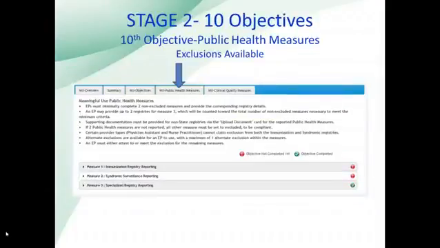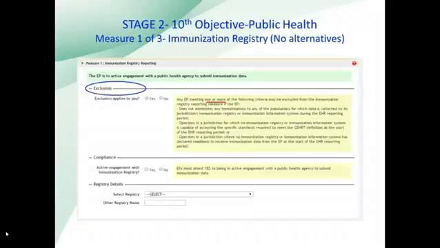This is the 10th objective for Stage 2. You want to click on the MU Public Health Measures tab. On the 10th objective, this is measure 1 of 3. The EP is in active engagement with a public health agency to submit immunization data. There is 1 exclusion available. If you meet 1 of the 3 criteria, you may take the exclusion.